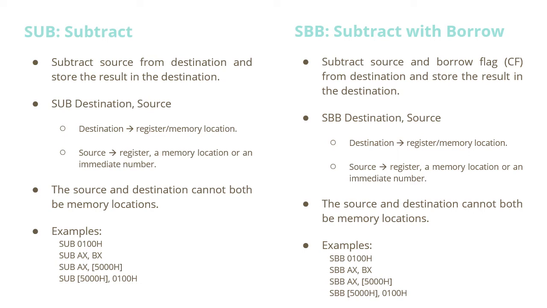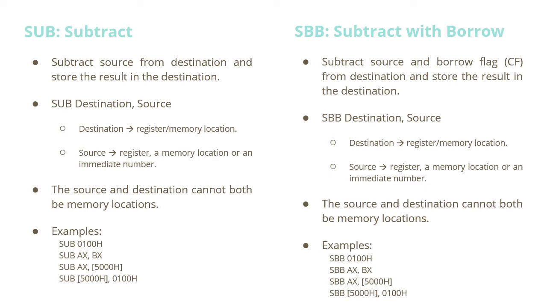So the example for the subtract operation is SUB 0100H, which is the immediate addressing mode. So here the destination is implicitly specified as AX. So here what happens is that the immediate number 0100H is being subtracted from the contents of the AX register and the result is being stored in AX itself.